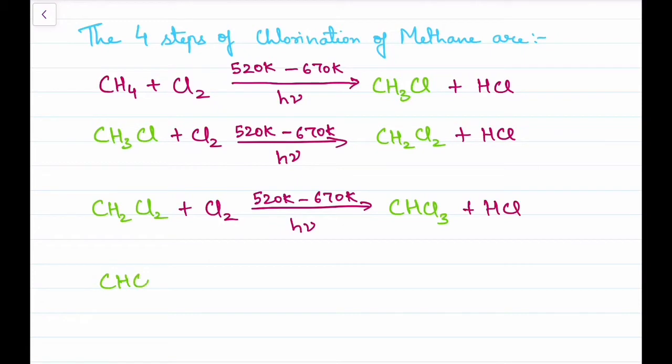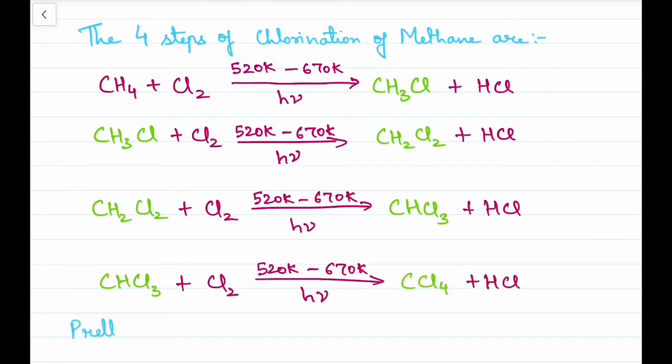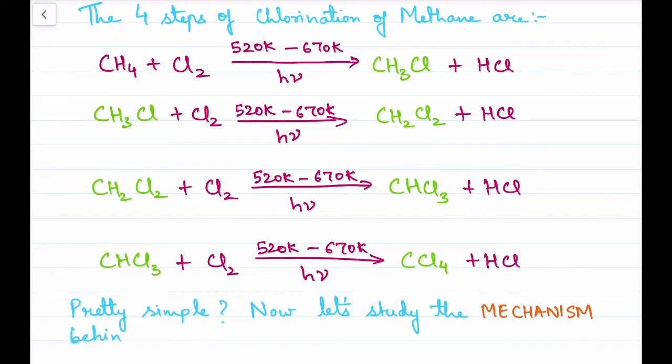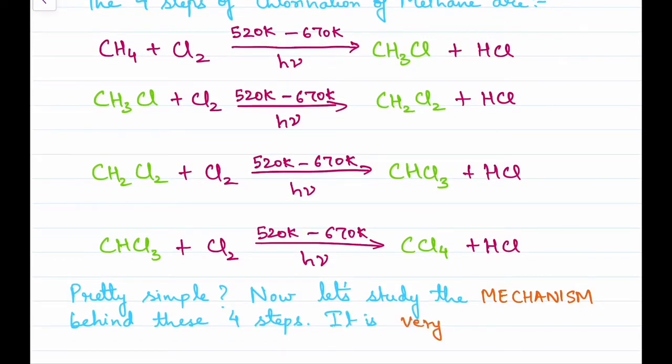Now CH2Cl2, the product formed in the second reaction, again reacts with more chlorine to give you CHCl3 and HCl. As you can see, the H in the alkane is being replaced by chlorine. So this is a substitution reaction. And in the last reaction, CHCl3, which is the product of the third reaction, reacts with more chlorine to form CCl4 and HCl. So these are very simple basic reactions which happen in the chlorination of methane.